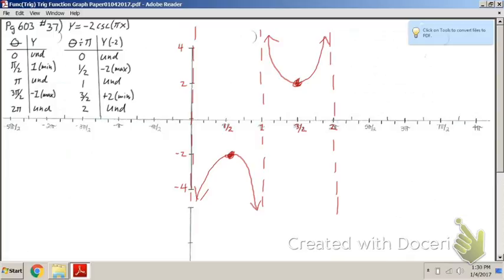All right, and so I just changed my x-axis to nice, easy to work with integers, and the y-axis, you can scale it any way you want. I just picked those numbers so it would be fairly easy to see. And then that's that problem.